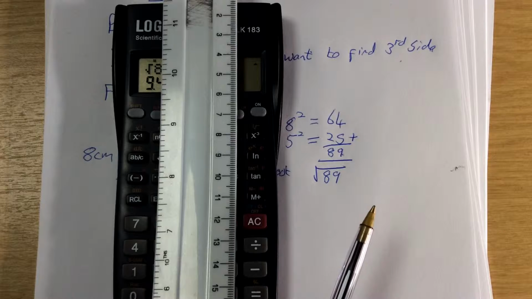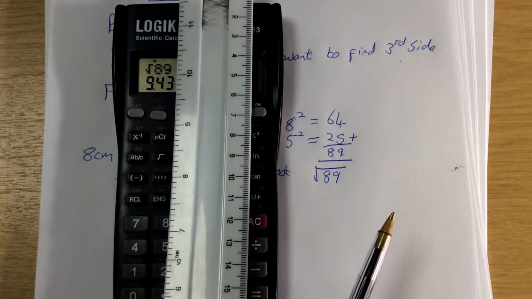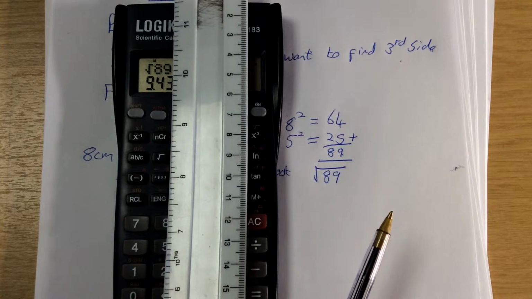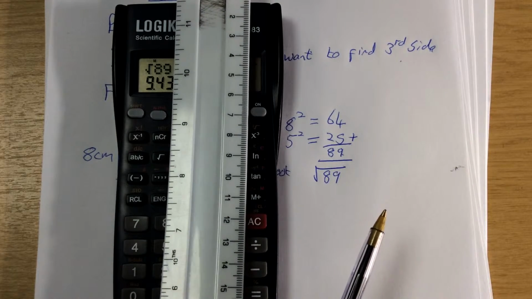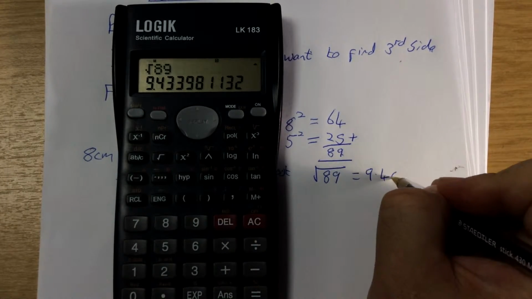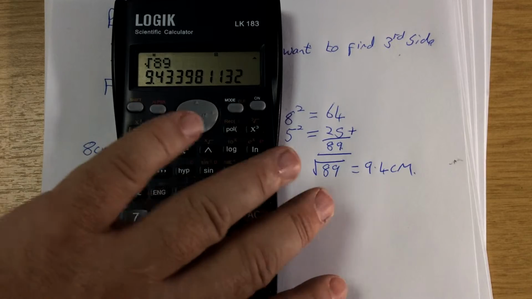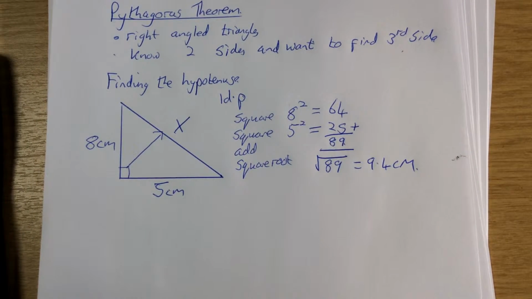To decide whether it stays as 9.4, you look at the next digit. If the next digit is 0, 1, 2, 3, or 4, it stays as 9.4. If it's 5, 6, 7, 8, or 9, it goes up 1. So the answer to that one is 9.4 centimeters. That is type 1, where you find the hypotenuse.